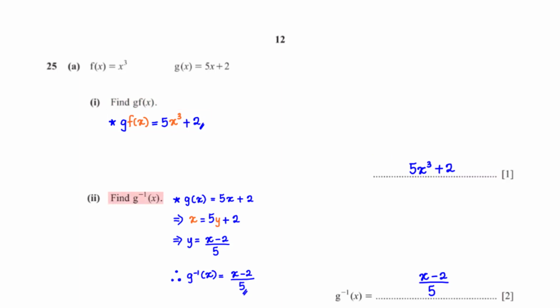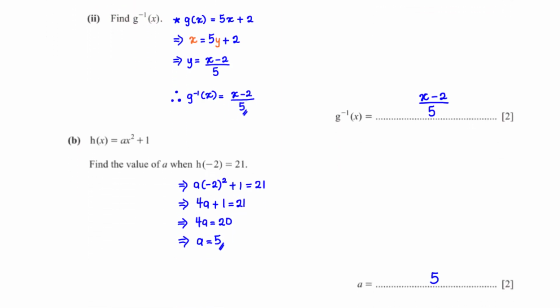Find g inverse of x. First, we replace g of x with x and replace x with y. When we make y the subject, this is what we have. This expression we have for y is the same as g inverse of x. So g inverse of x is also equal to x minus 2 over 5.